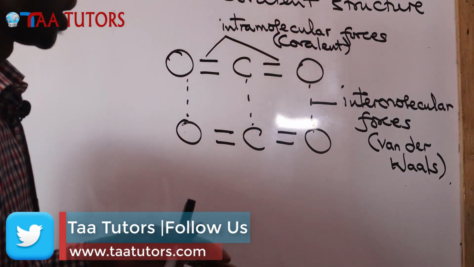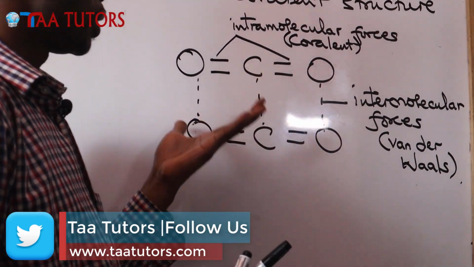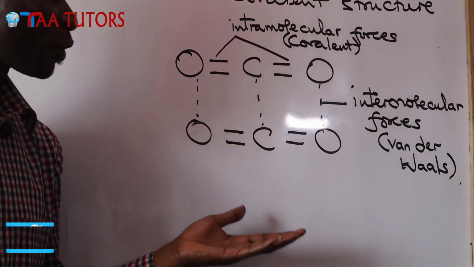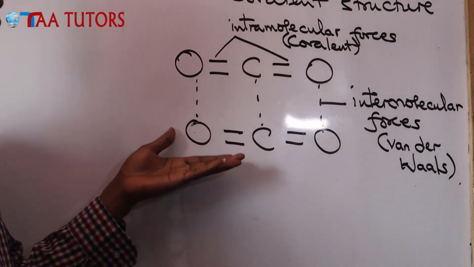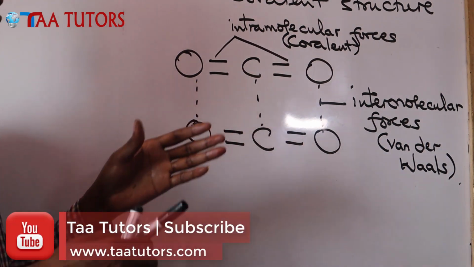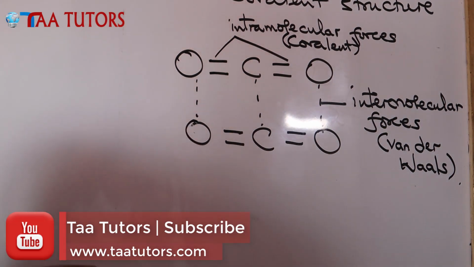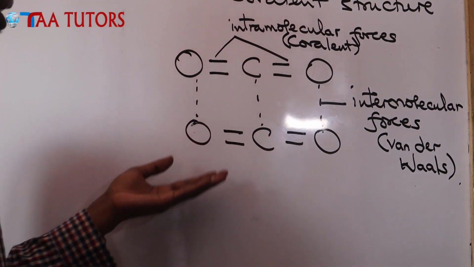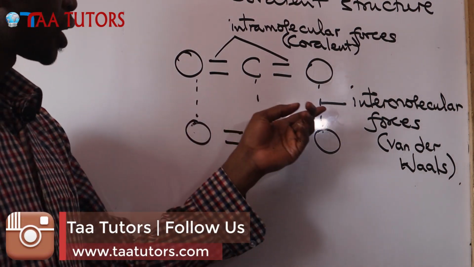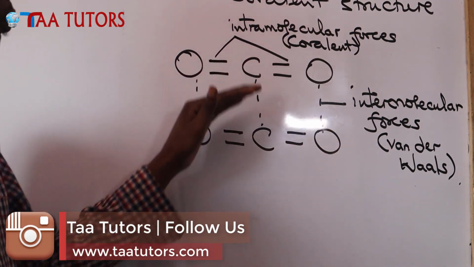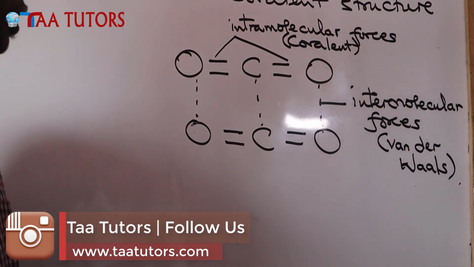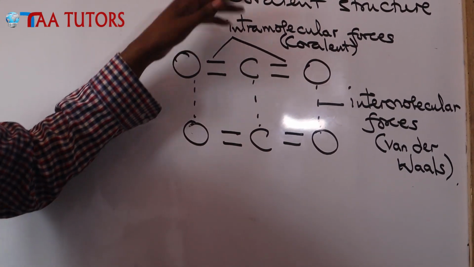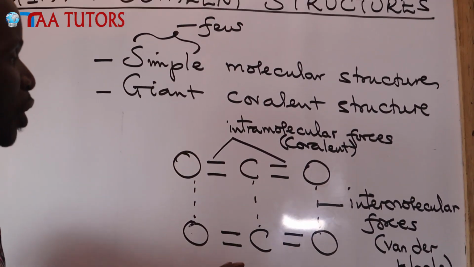That is why breaking them down will be easier. That's why we say that we require very little heat energy to overcome the van der Waals forces. Carbon dioxide is a gas, so it will require very little energy to melt it down. Why? Because the intermolecular forces of attraction holding these molecules together are very weak. And you realize that we are talking about few atoms, only 3 atoms in this case.